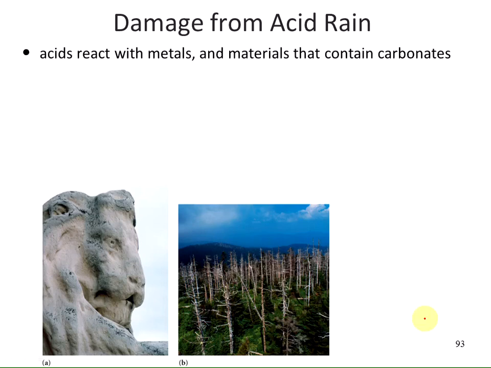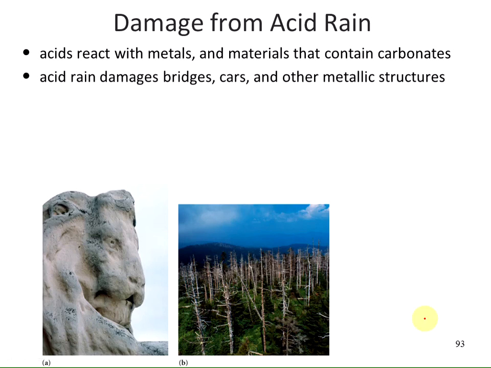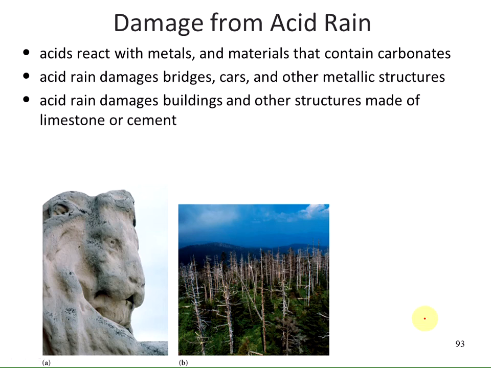So acids react with the metals and materials that contain carbonates. That acid rain damages bridges and cars and other metallic structures. And the acid rain also damages buildings and other structures made of limestone or cement. So if you'll remember in our previous recorded lectures, we talked about acids reacting with calcium carbonate and other things like that to produce carbon dioxide. Well, limestone is calcium carbonate. And so you can see that that also reacts with the acid in the rain, and it washes away the outer exterior of the building or the cement.